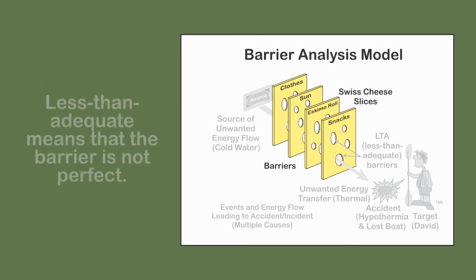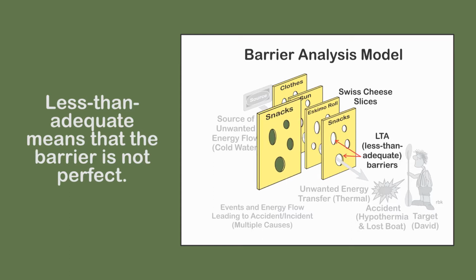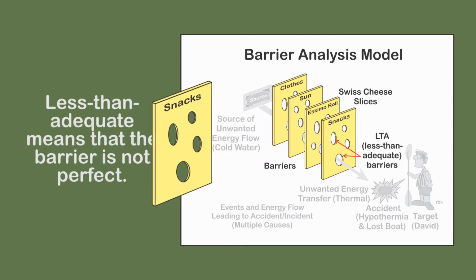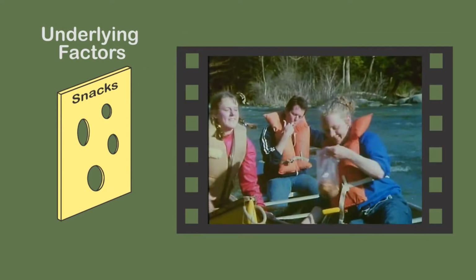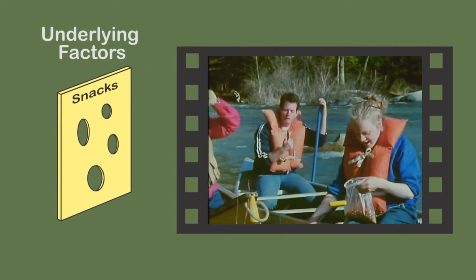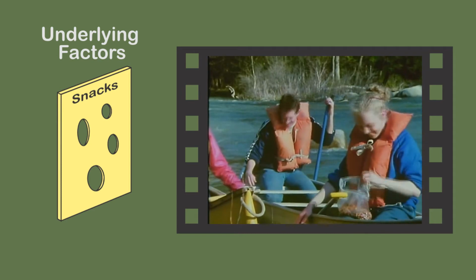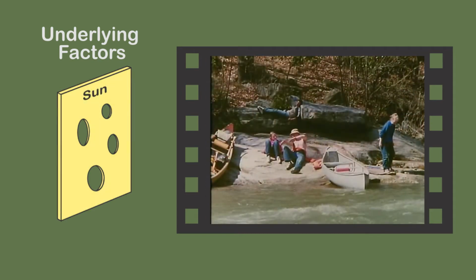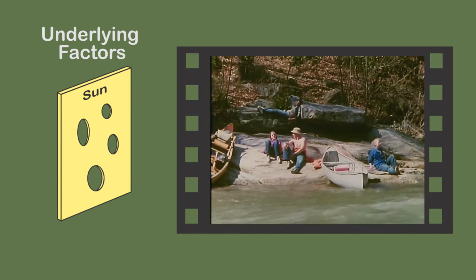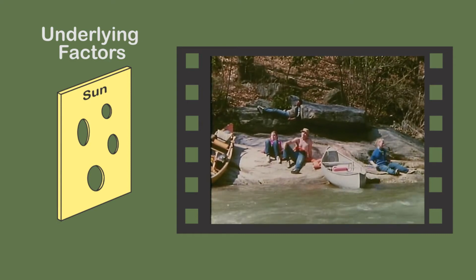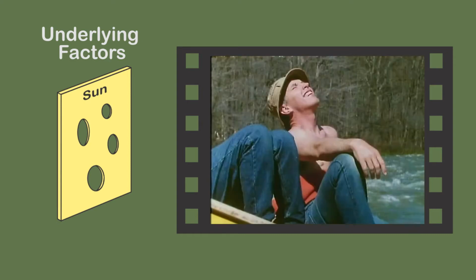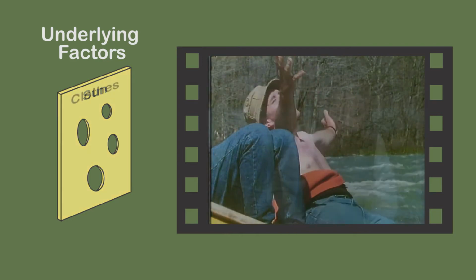In the model, the Swiss cheese slices represent barriers, and the holes in the Swiss cheese indicate that the barriers are less than adequate. A human factor that reduces physiological stress: the group snacks and replenishes their energy supply. The sun provides warmth. The narrator notes that on the warm rocks, their heat loss is minimal, so they don't need to work at all at staying warm.